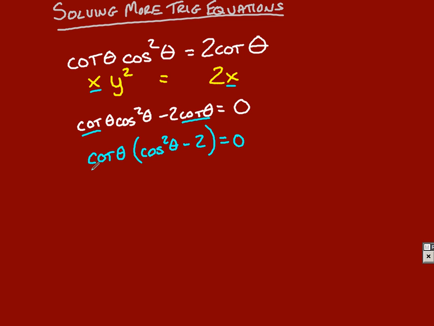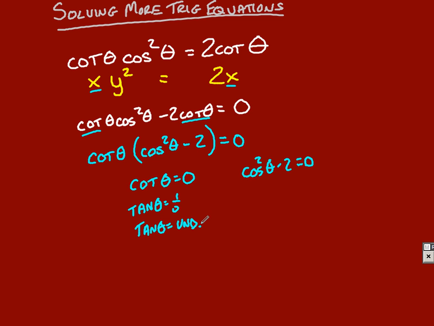Now I have two individual factors that are multiplied together to equal 0. That means each one individually can equal 0. So cotangent theta equals 0, and cosine squared theta minus 2 equals 0. Now I'm going to solve each one of these. Again, I don't like cotangent. I want to change it to sine, cosine, or tangent, so I'm going to change it to tangent. By doing so, I need to flip from 0 over 1 to make it 1 over 0. That means tangent of theta equals 1 over 0, or tangent is undefined.